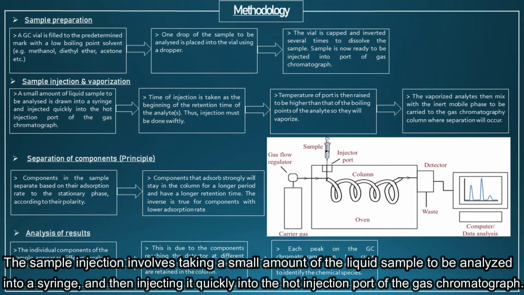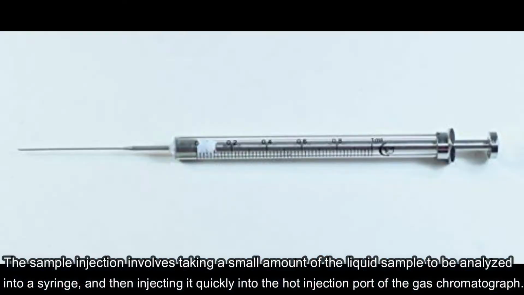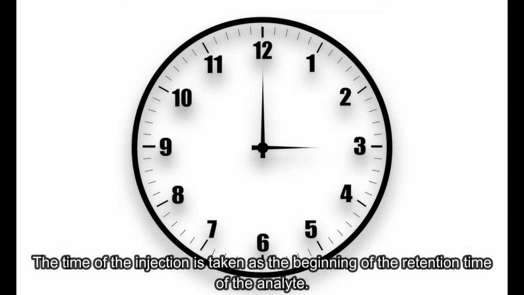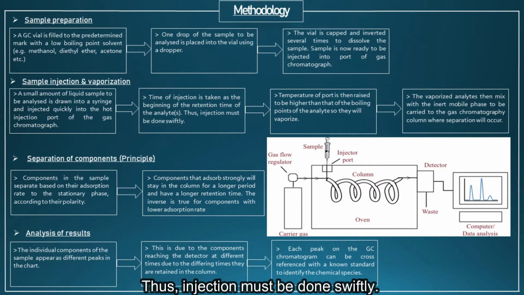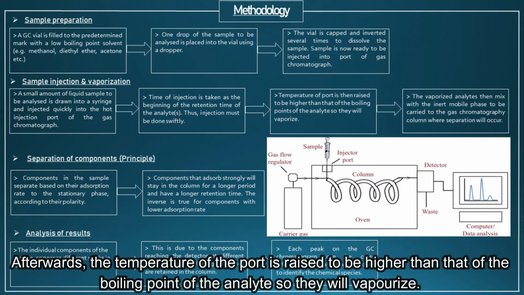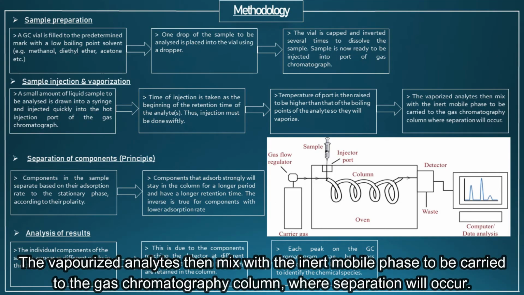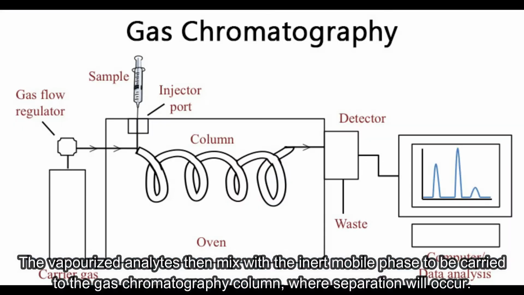The sample injection involves taking a small amount of the liquid sample to be analyzed into a syringe and then injecting it quickly into the hot injection port of the gas chromatograph. The time of the injection is taken as the beginning of the retention time of the analyte. Thus, injection must be done swiftly. Afterwards, the temperature of the port is raised to be higher than the boiling point of the analyte, so they will vaporize. The vaporized analytes then mix with the inert mobile phase to be carried to the gas chromatography column, where separation will occur.